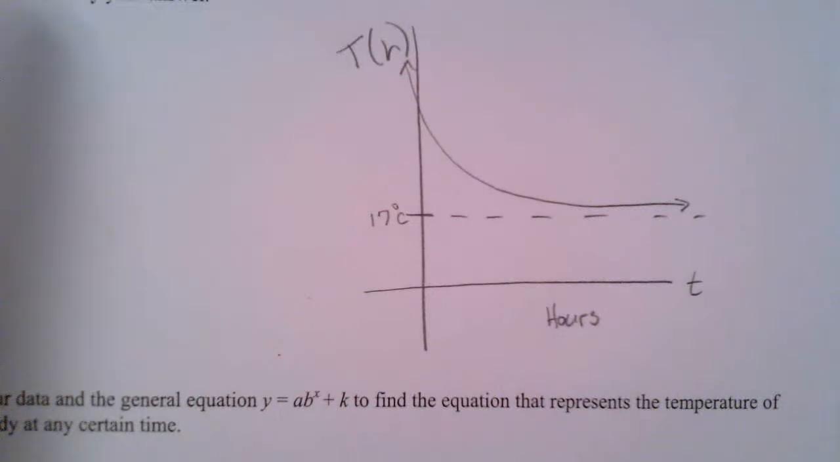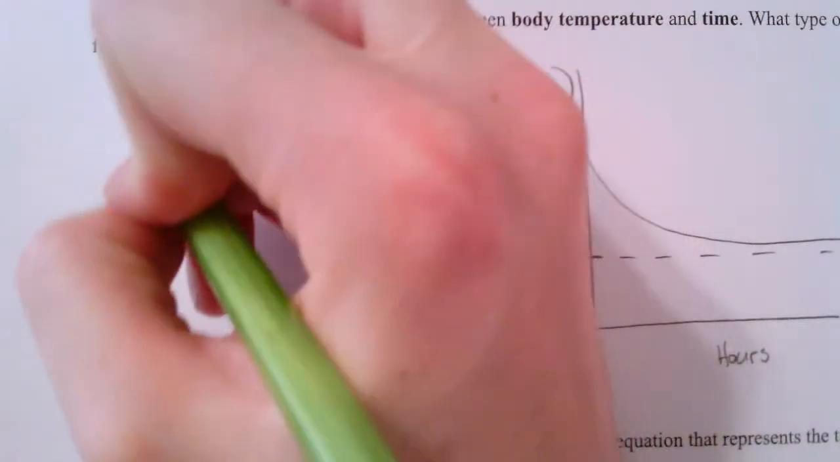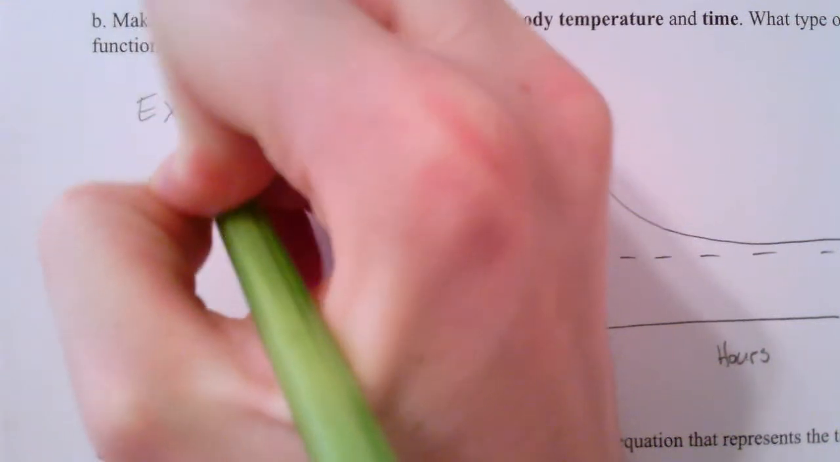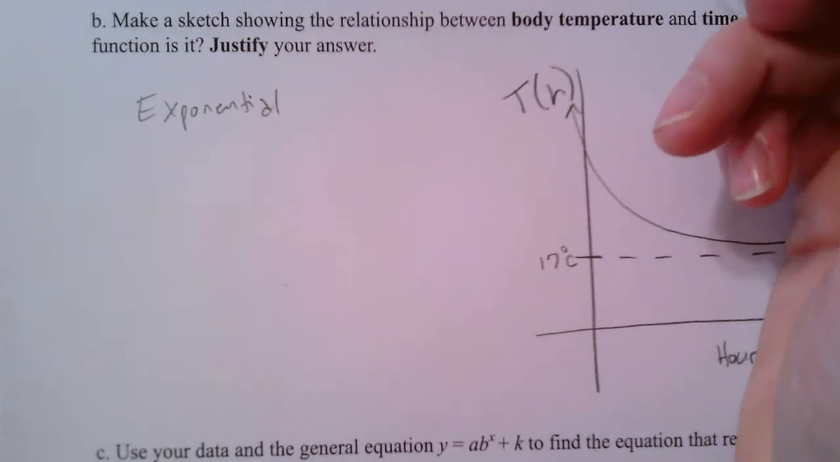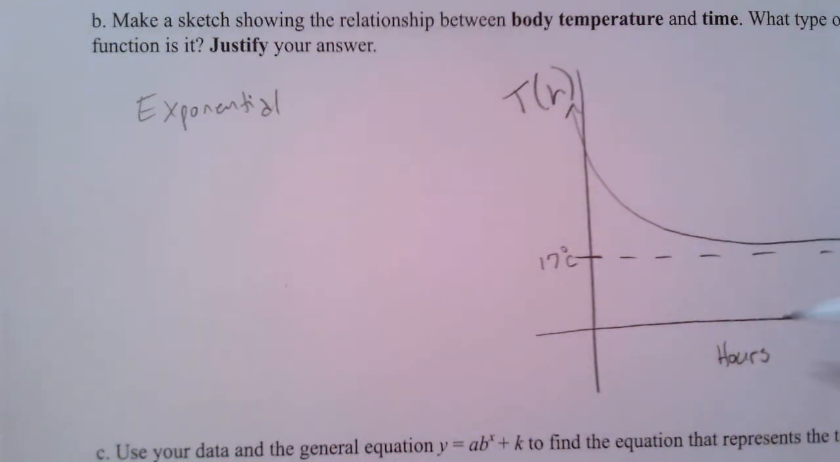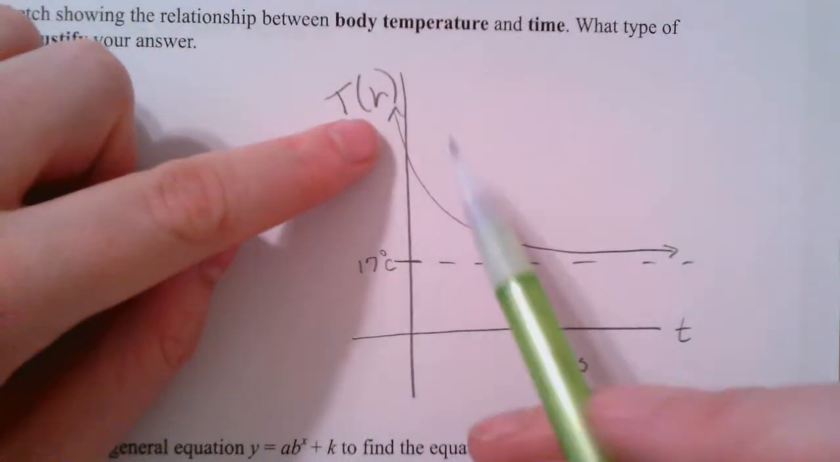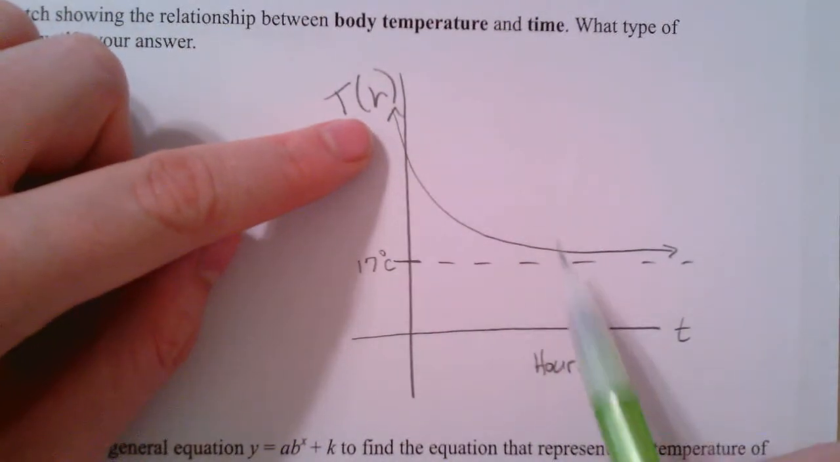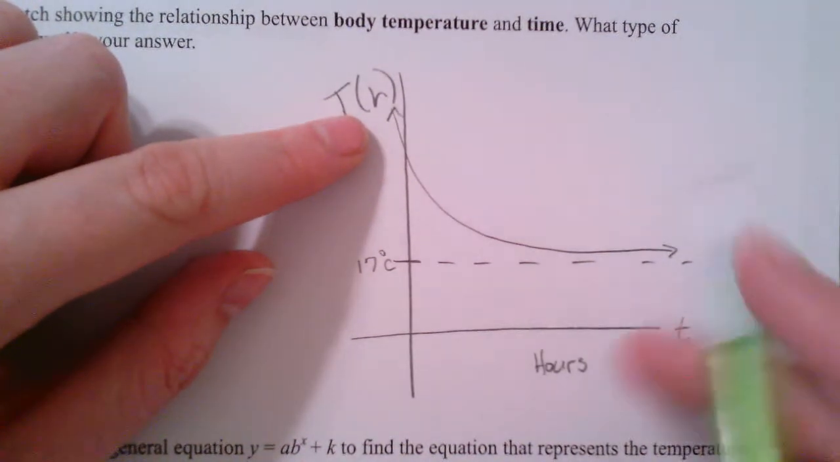So how do we know that this function is exponential? So it is an exponential function, but how do we know that? Well, temperatures are generally represented by exponential functions. Whatever is cooling down or heating up is generally going to happen somewhat quickly, and then it slows down as it approaches that room temperature.